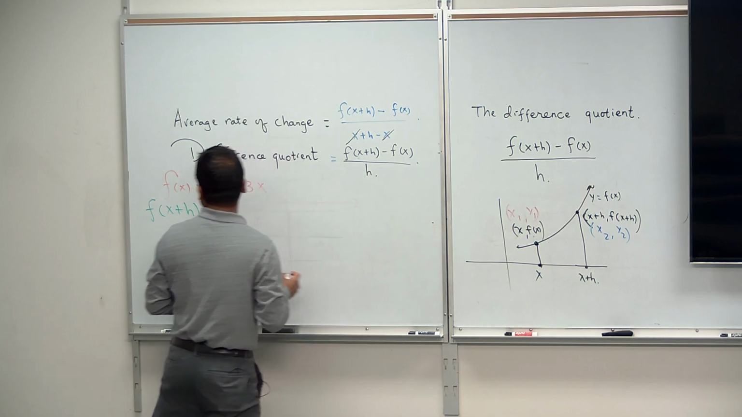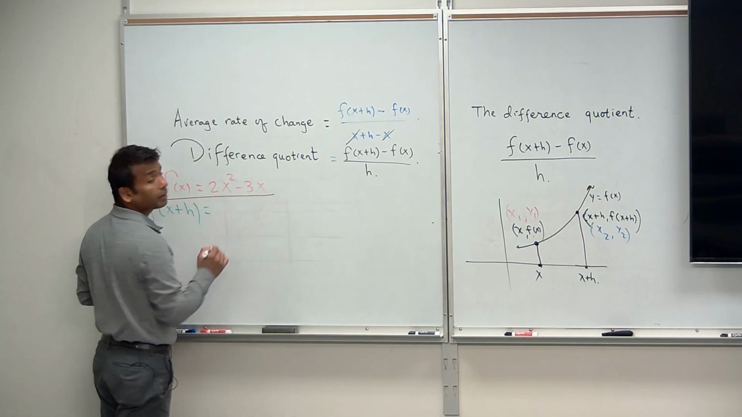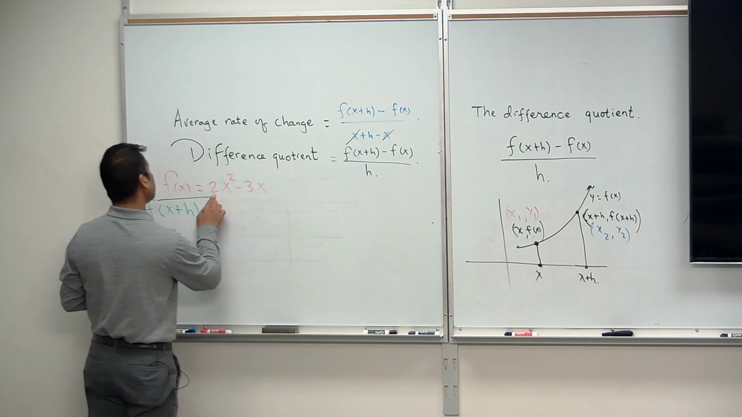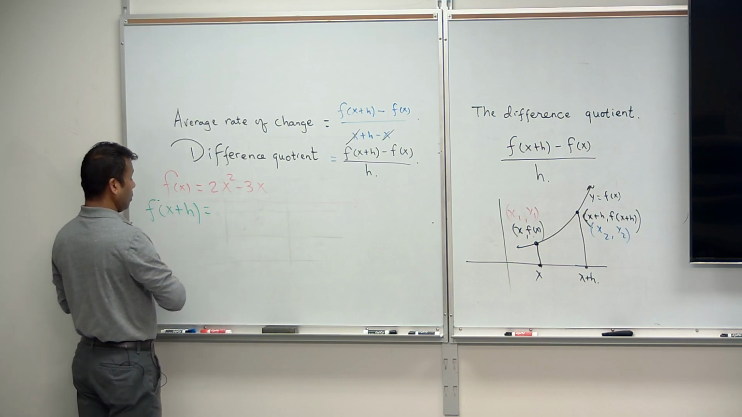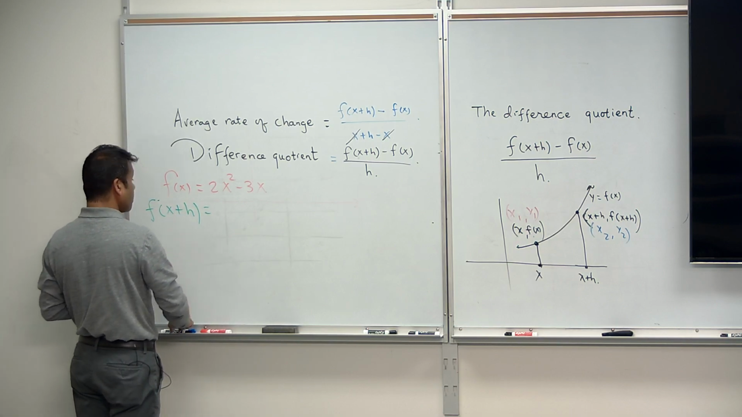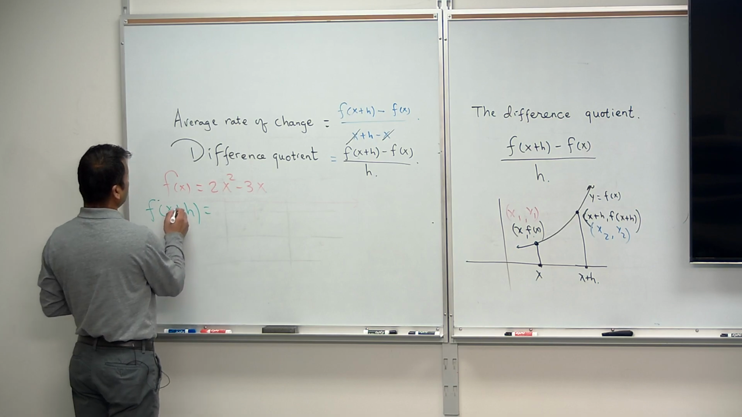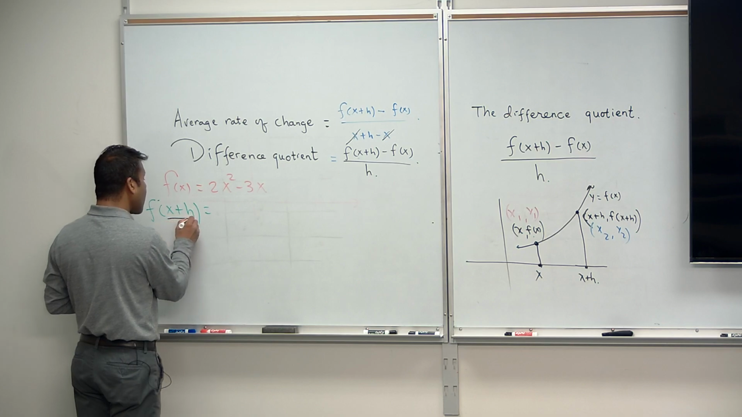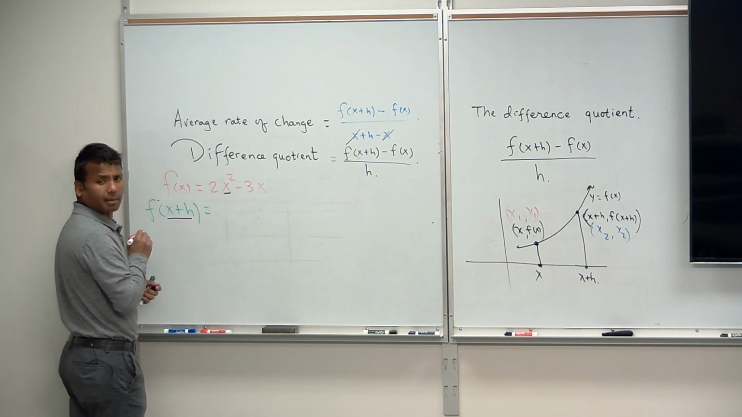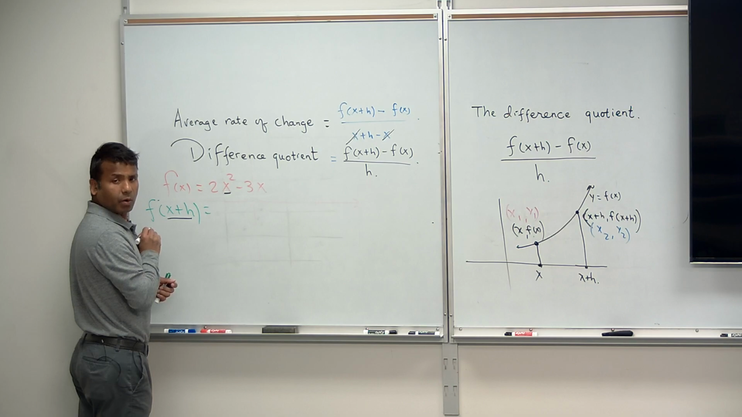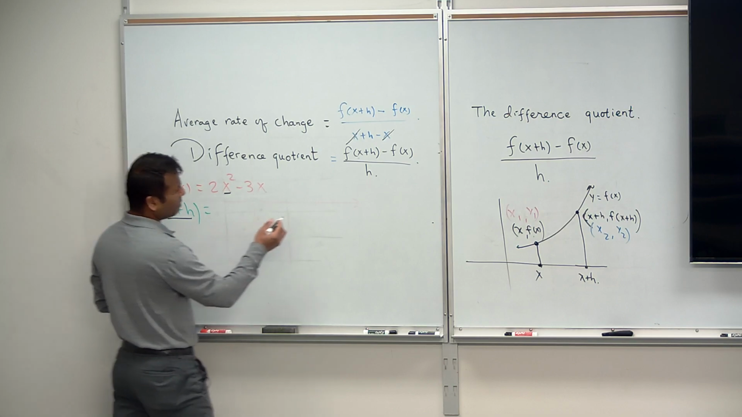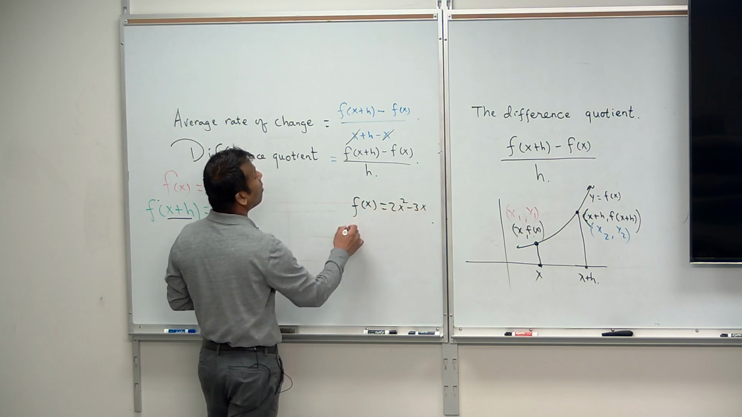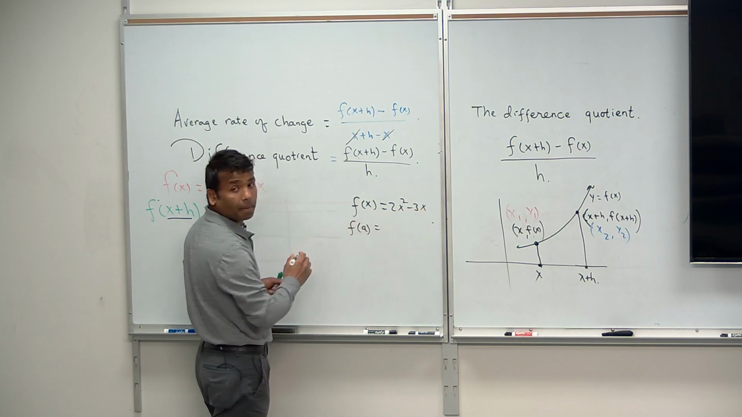What is your f of x? How do you find f of x plus h? You plug in x plus h for x. That makes sense? Are you with me, guys? Let's see, if you have f(x) equal to 2x squared minus 3x, how do you evaluate f of a? How do you find f of a?